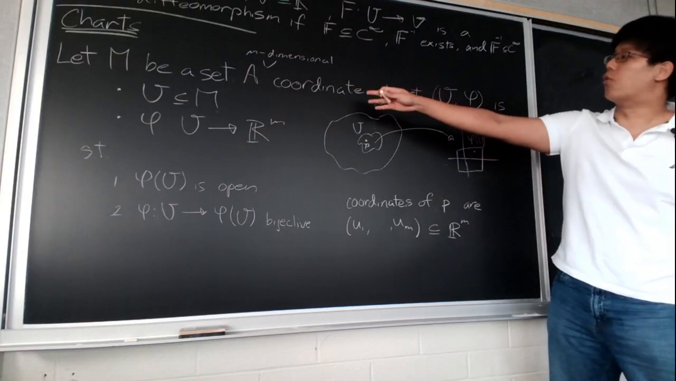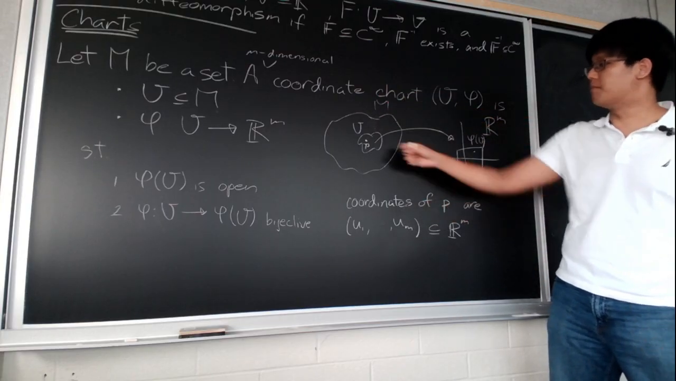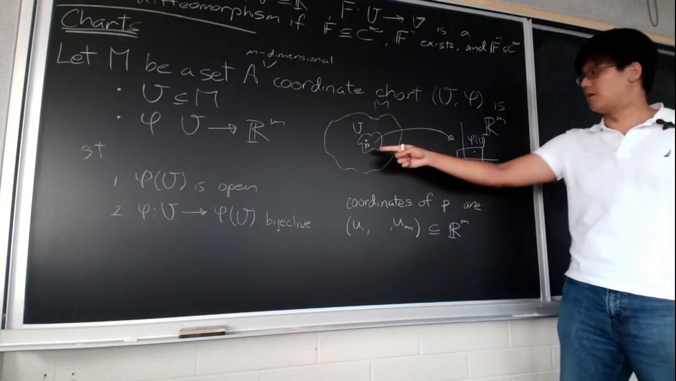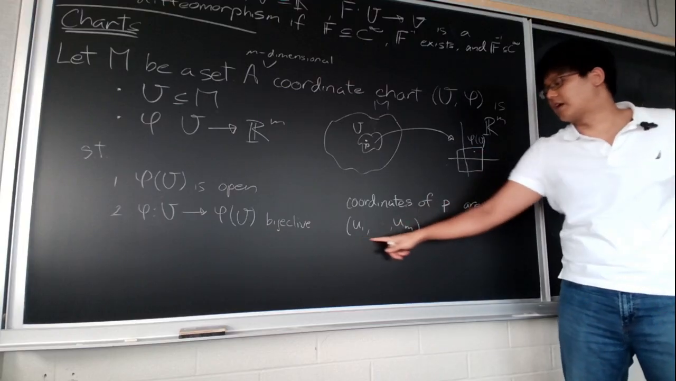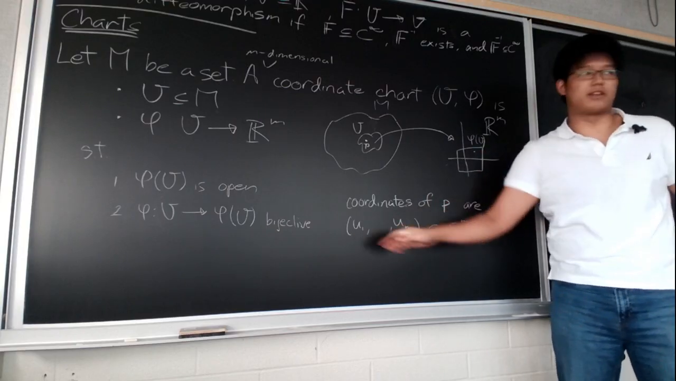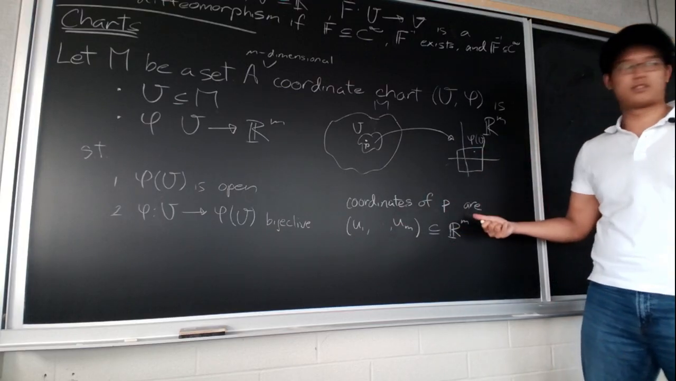As per the name coordinate chart, if you have some point P inside of your set M, then we've assigned it to some n-dimensional tuple. And these are like the coordinates. These are the coordinates of P.